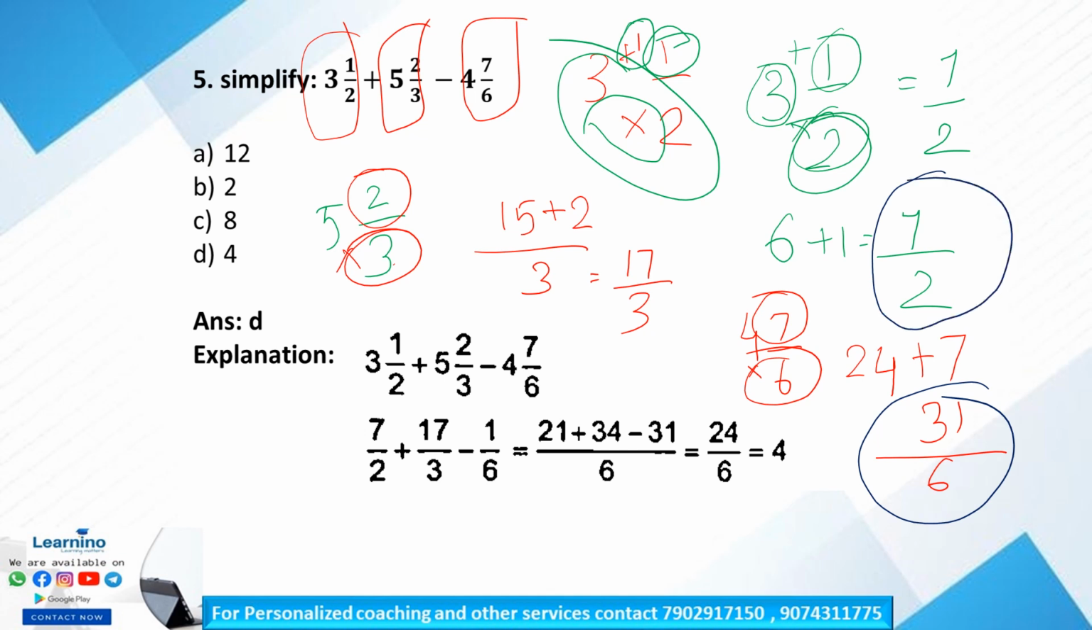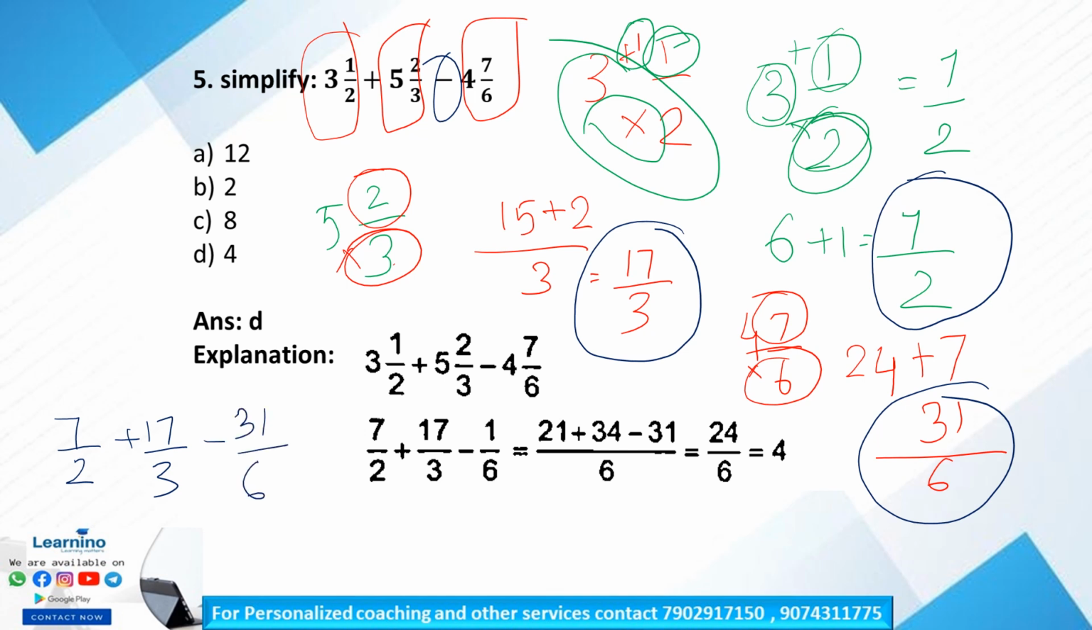Then the second ratio is 17 by 3. Therefore, 7 by 2 plus 17 by 3 minus 31 by 6. In order to solve this, we have to bring all the fractions to a common denominator, so that we can do the numerator calculations only. We can make all the denominators 6.